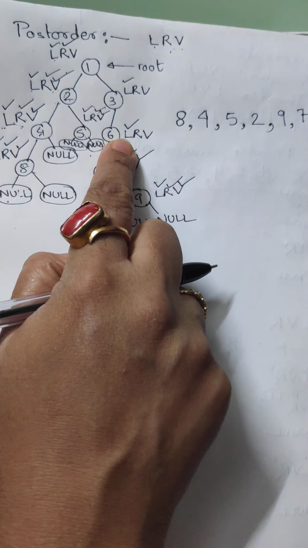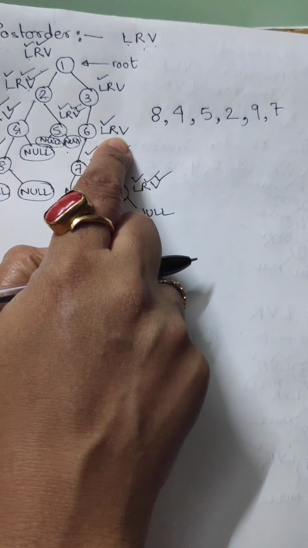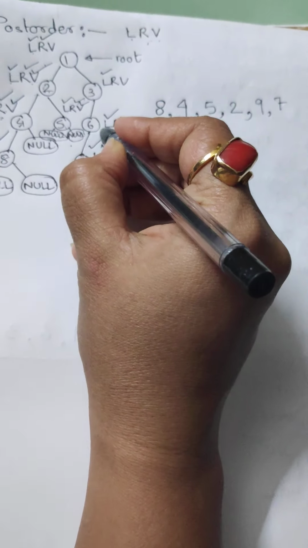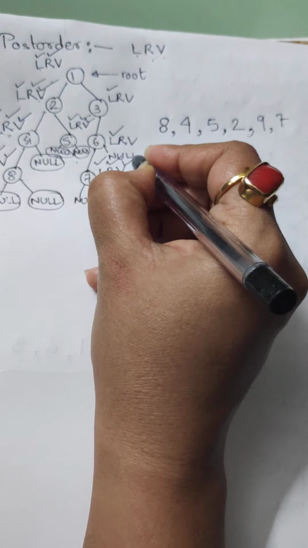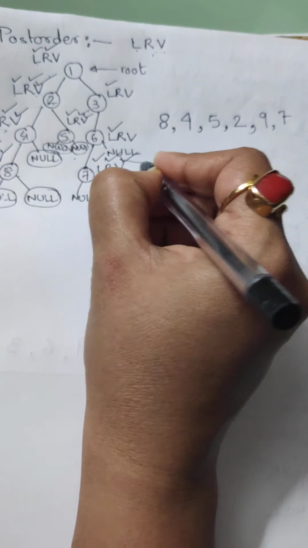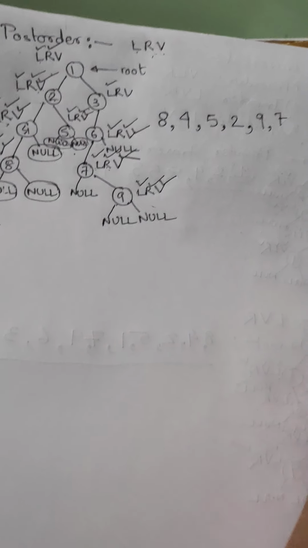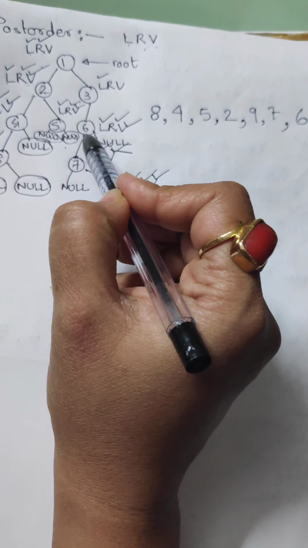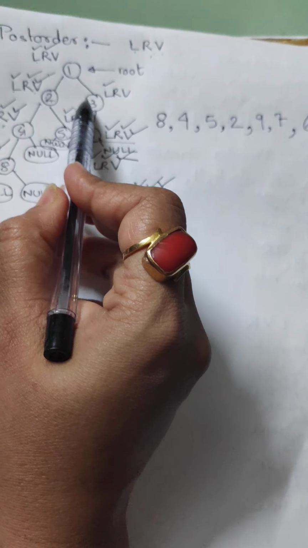After visiting 7, you go back to 6. L of 6 is done, R, that is the right child of 6, is left. So you come to the right hand side of 6, but right hand side of 6 is null, so we have nothing to do over here. You come back to 6 and you visit 6. So you display the value of 6. After you are done with 6, you go back to 3.